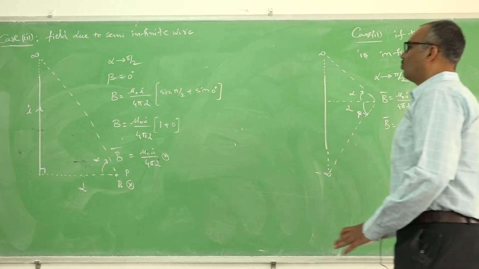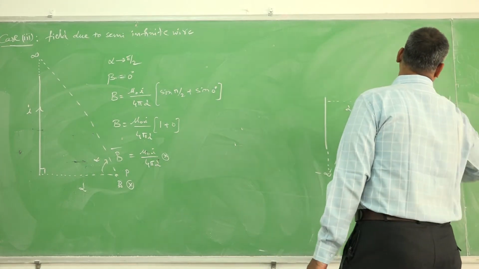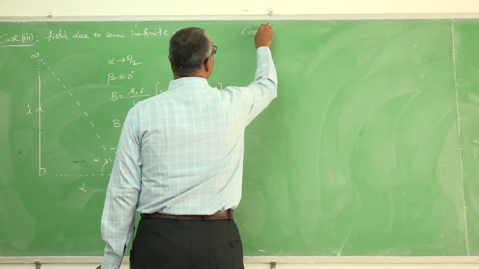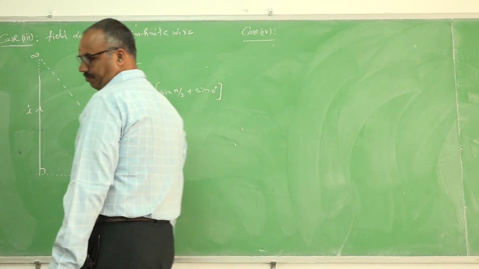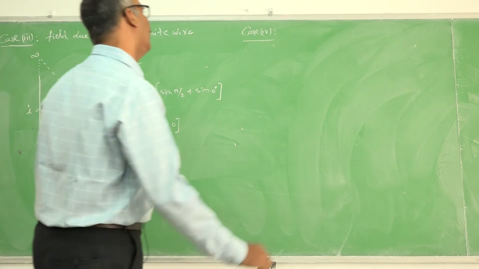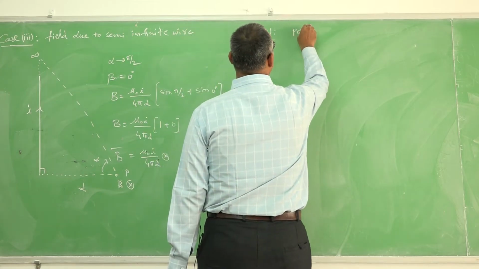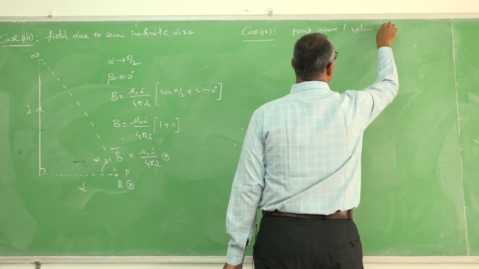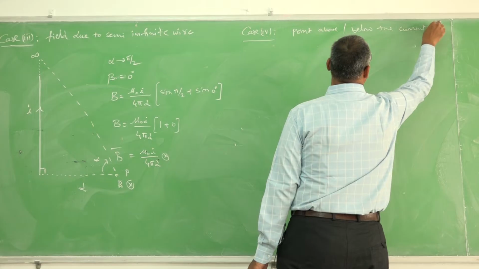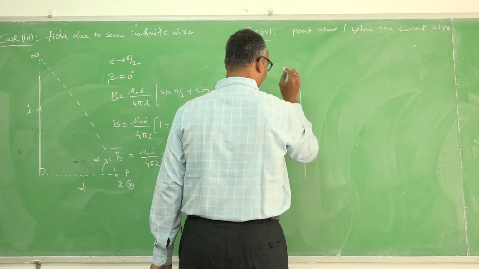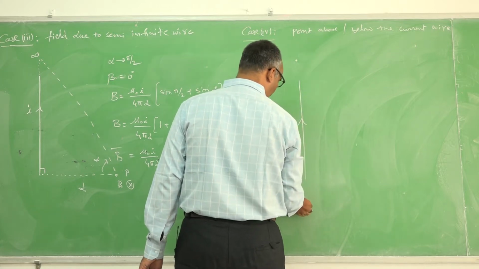Now, let me discuss one more case here. Case number 4. Here, the point is lying just above or below the current carrying wire. Suppose this is the wire carrying current I. Either that point may lie here or it may lie here.